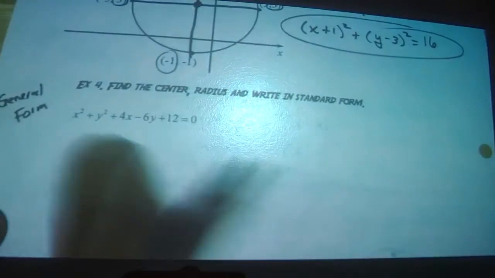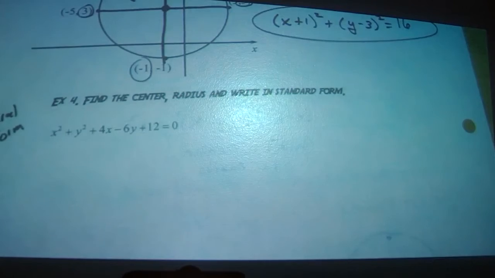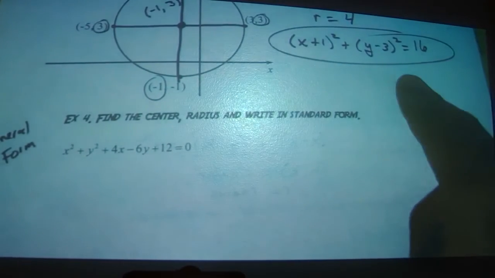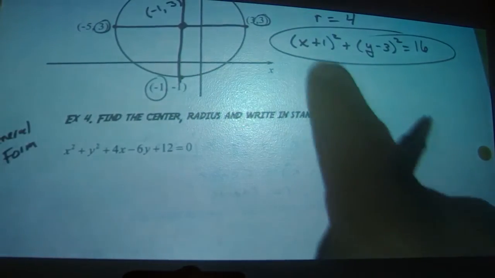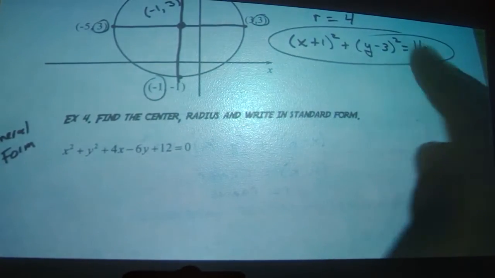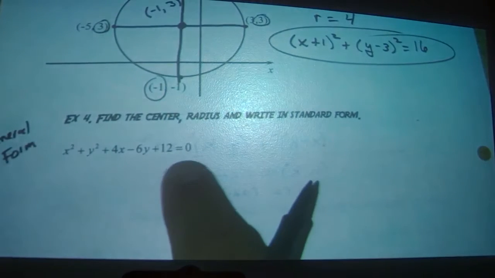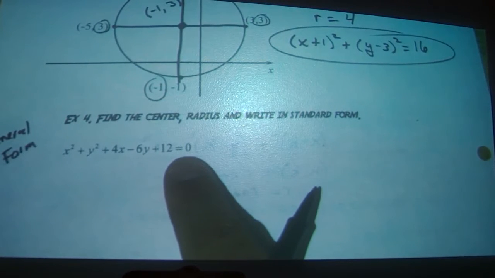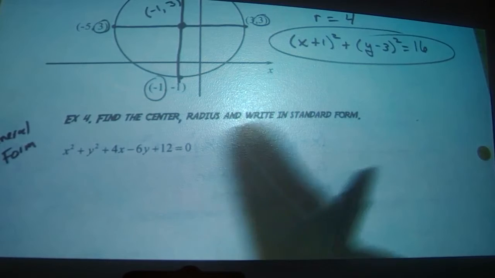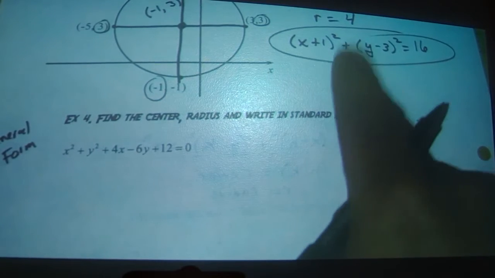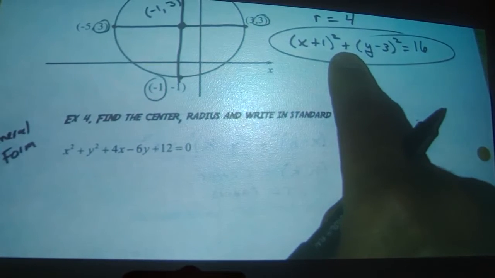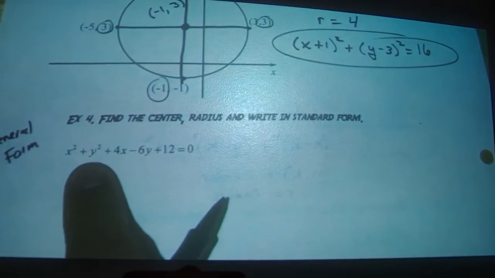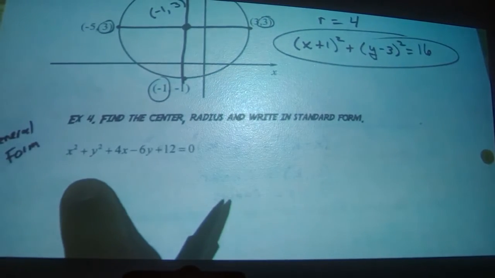Okay? General form of a circle is basically this, just it's been foiled out and then everything moved to the left. So imagine foiling both of these and then subtracting 16, getting equal to 0. That's what general form is compared to standard form. Standard form is awesome. It gives me my center and my radius, and makes it super easy to work with. General form is literally good for nothing.